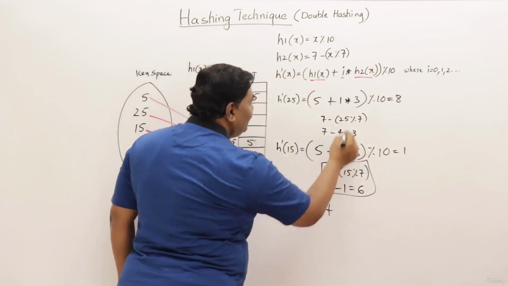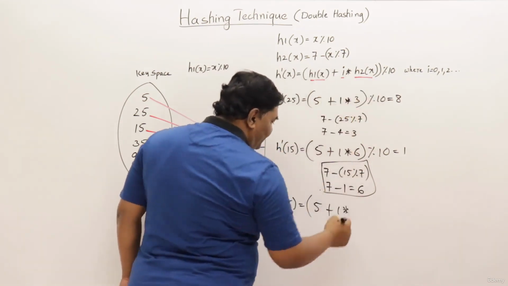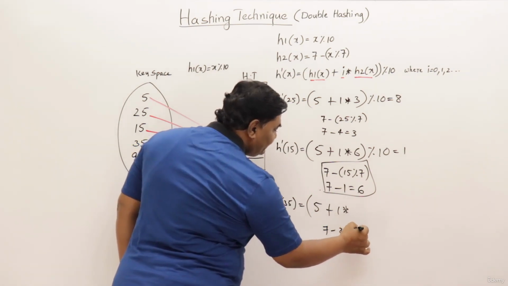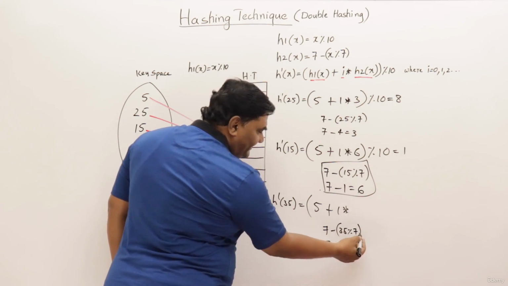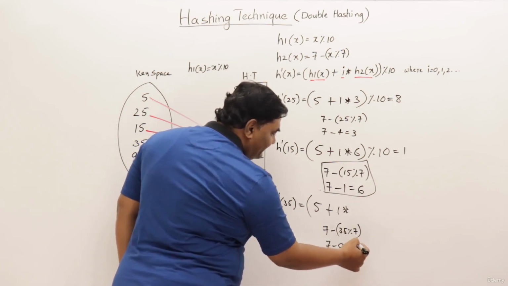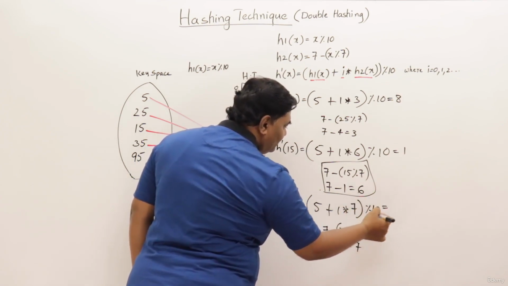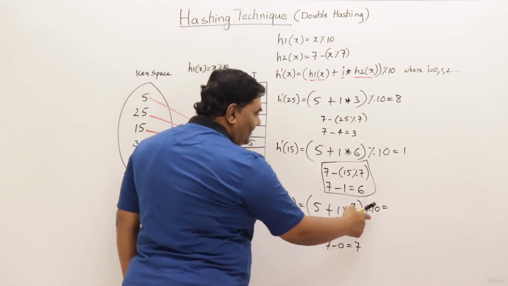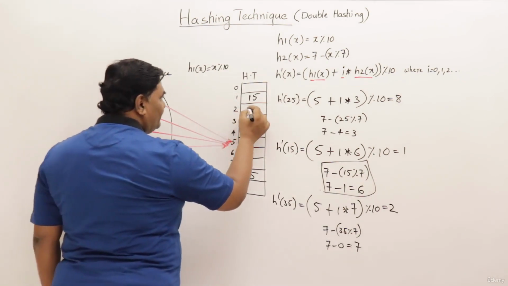So 5 plus i should be 1 now into h2 of 35. Let us calculate 7 minus 35 mod 7. So 7 minus, this is 0. 35 will get exactly divided by 7, so remainder is 0. So this is 7 minus 0 is 7. So this is 7 mod 10. So this is 5 plus 7, that is 12. Mod 10 is 2. So 35 should be stored at 2.